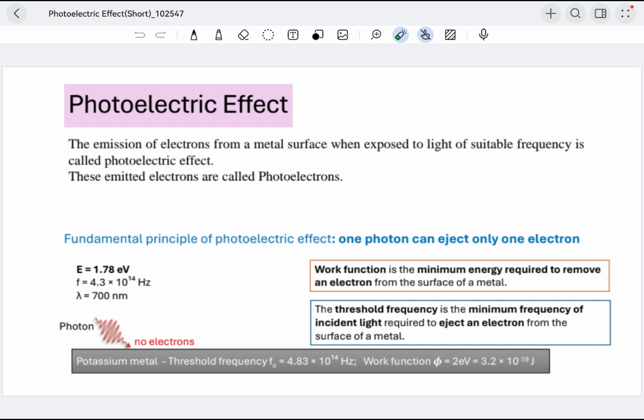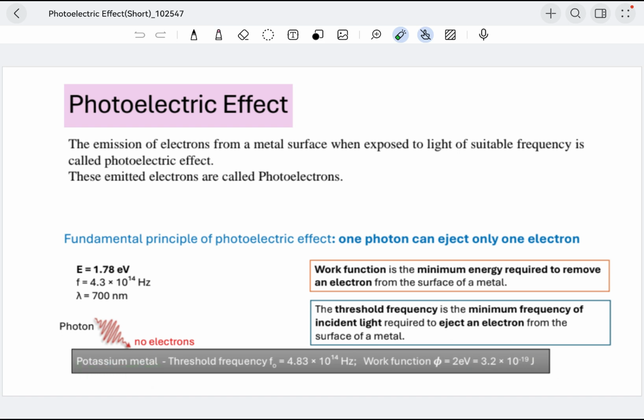Let's understand this. A metal surface, or say a metal, is taken; the potassium metal is taken here. Some parameters are given here. The threshold frequency of this potassium metal is 4.83 times 10 to the power of 14 Hz, whereas the work function is 2 electron volt or 3.2 times 10 to the power of minus 19 joule. This is about the potassium metal.